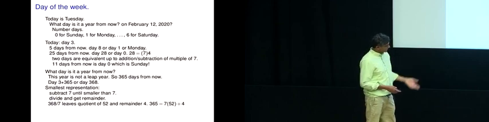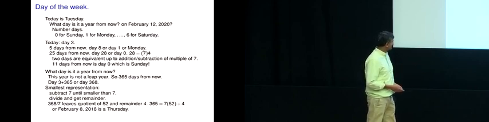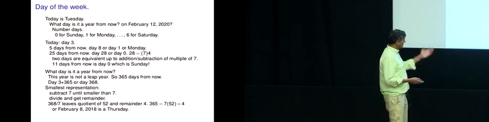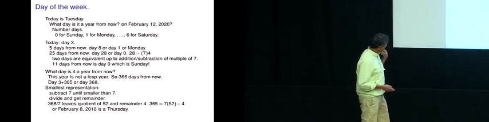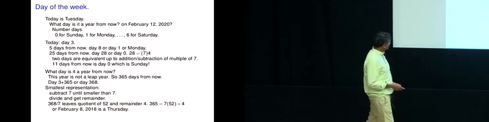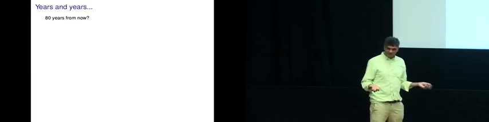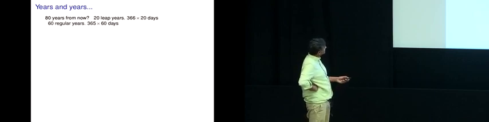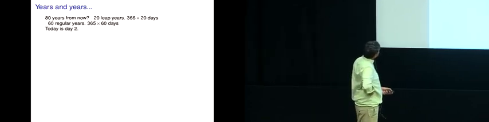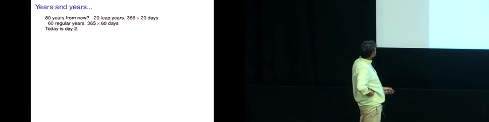So it's 1 day more. So I guess that would be Wednesday. But I got the 3 wrong. I thought today was Wednesday for some reason. Okay. So 80 years from now, right? You can see where this is going. 20 leap years, roughly. I don't know, I didn't really count. 366 times 20, 60 regular years, 365 times 60. Today is day 2 now? It is day 2. Okay.